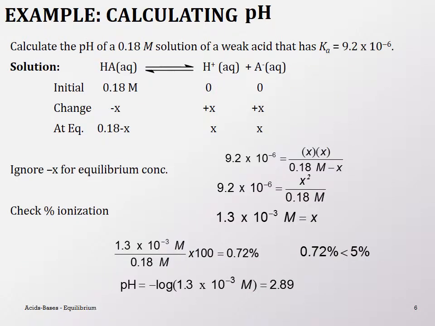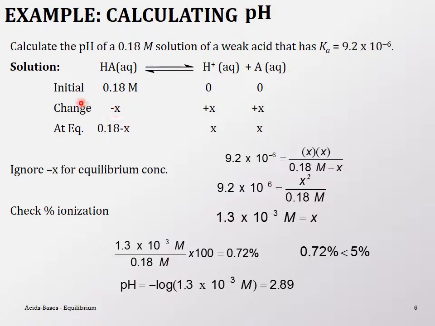So let's look at an example of calculating the pH of a weak acid. Calculate the pH of a 0.18 molar solution of a weak acid that has Ka of 9.2 times 10 to the negative 6. So here is our equation. Again, it's a random acid, so it doesn't matter. It doesn't give you any specific acid. So we're going to go ahead and assume that it is H plus and A minus, just a 1-to-1 mole ratio and all that good stuff.